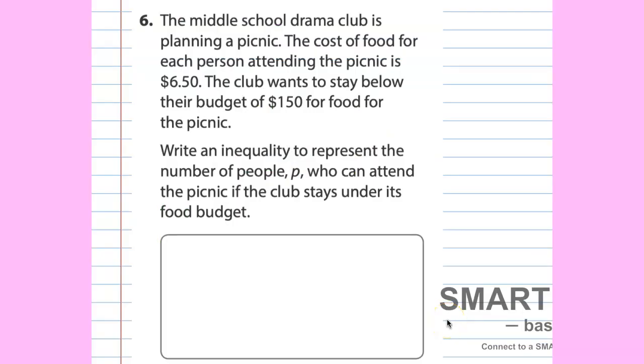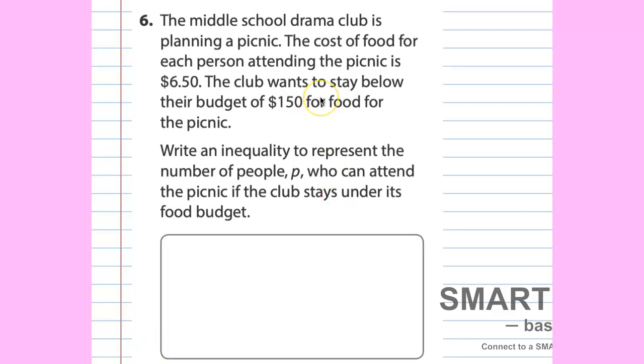All right, so we are on the last question. The middle school drama club is planning a picnic. The cost of food for each person attending the picnic is $6.50. The club wants to stay below their budget of $150 for food for the picnic. Write an inequality to represent the number of people P who can attend the picnic if the club stays under its food budget. Under means it should be less than. So what will be our inequality that represents this scenario?